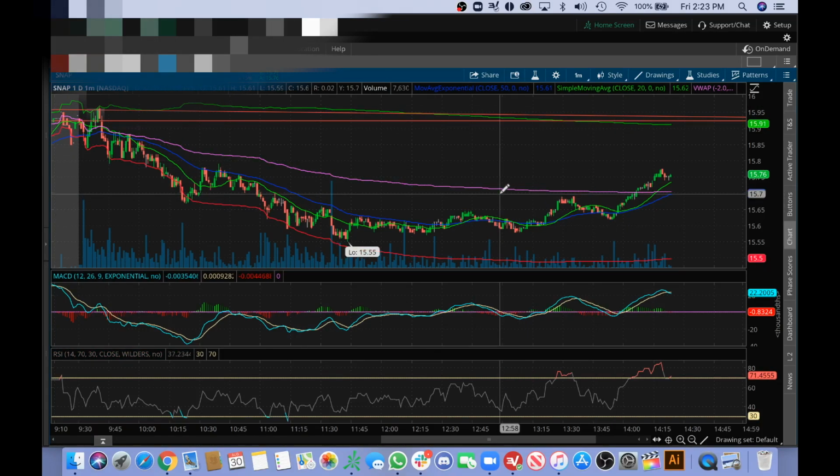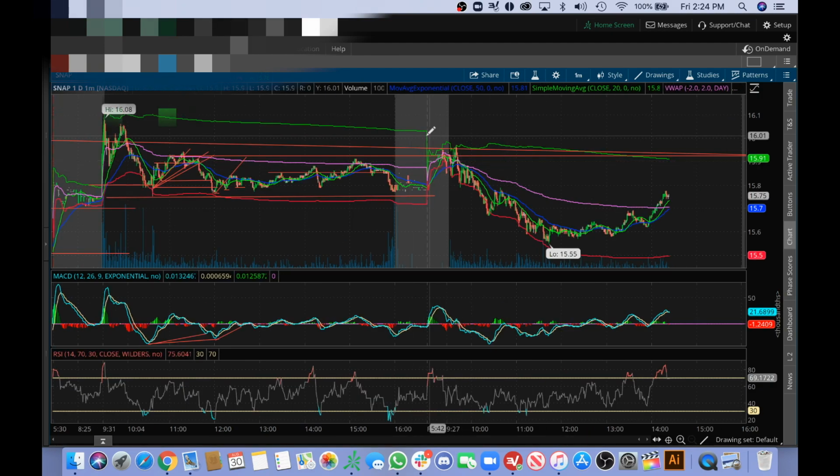Today what I want to analyze is Snapchat. Snapchat has been performing very well lately. I bought some shares yesterday, but I'm currently down. My plan with this stock is to swing trade it and not day trade it, just like many times before.